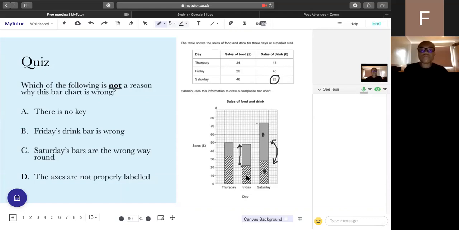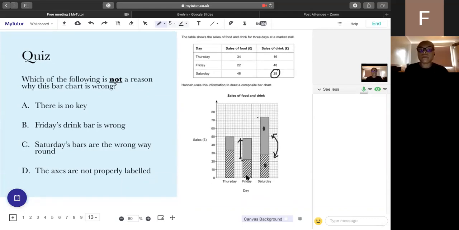So our answer for this one, a reason which is not a reason why this graph is wrong, is the axes are not labelled properly. The axes are labelled properly. We've got sales in pounds. We've even got our units, and days is labelled correctly as well.